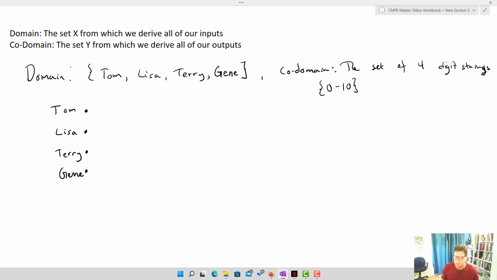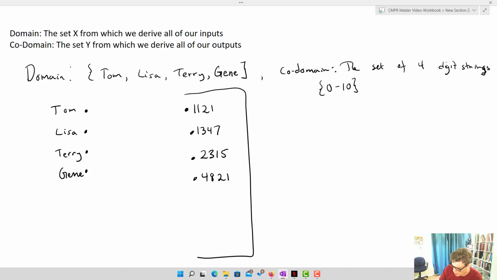Okay? And so consequently what we're going to do is we're going to say, okay, so I've got 1121, 1347, 2315, and 4821. Okay, so each one of those elements, these are members of my codomain. Now my codomain is actually quite a lot larger. There's actually 9,999 if you don't include 0000. Okay, so maybe 10,000. So this is my codomain, and what you want to notice is that not everything in the codomain is listed here.